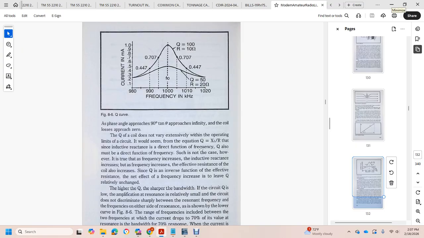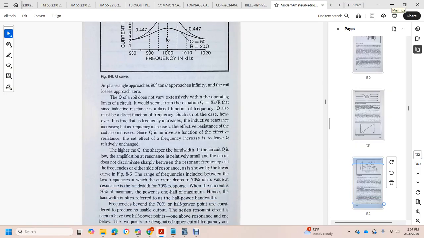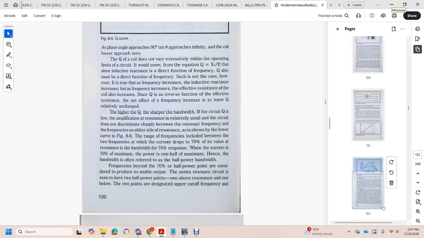Since the reactance is a direct function of the frequency, Q may also seem to be a direct function of the frequency. Such is not the case. If the frequency increases, the inductive reactance increases, but the effect of the resistance will also increase. Q is the inverse function of the effect of the resistance, so the frequency increase leaves Q relatively unchanged. The higher the Q, the sharper the bandwidth.